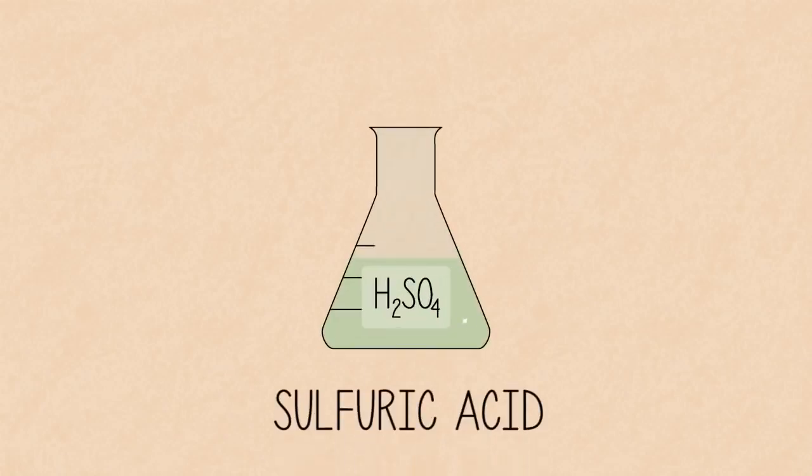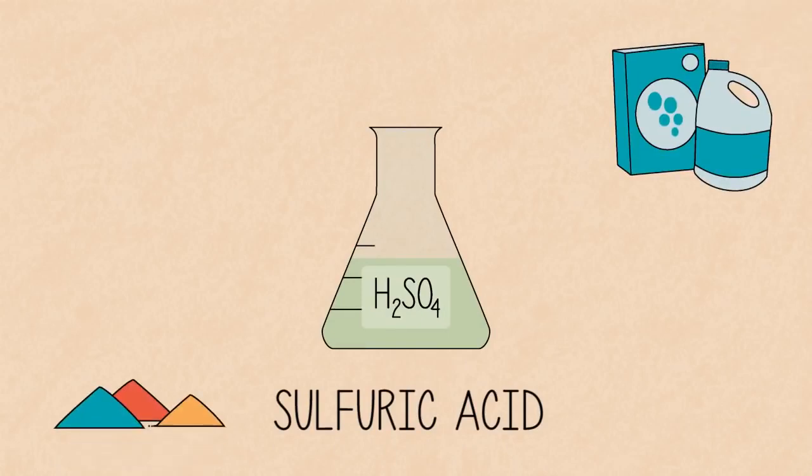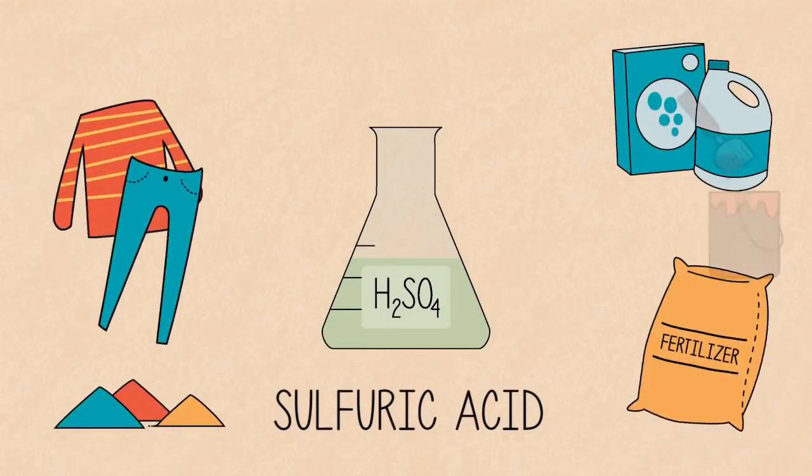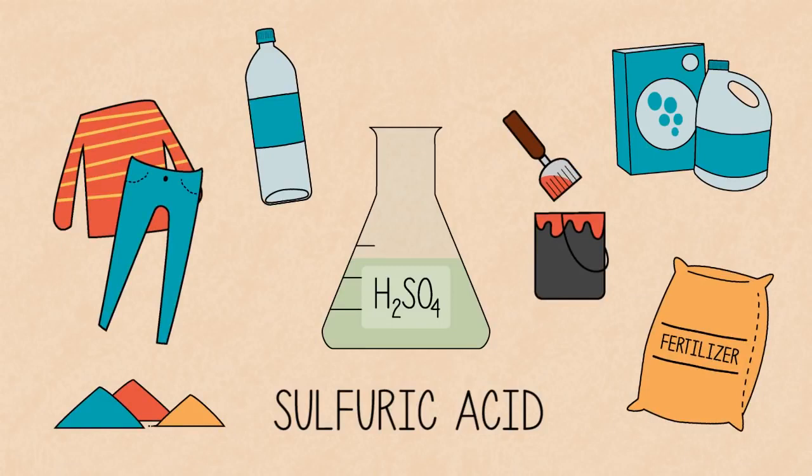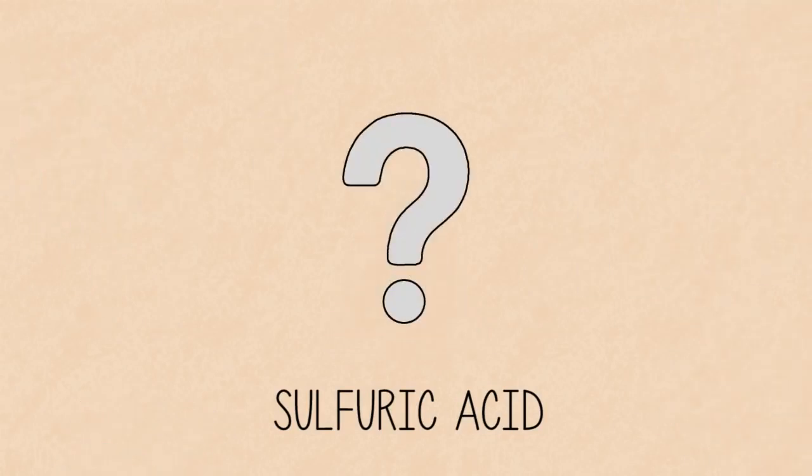Sulphuric acid is a very valuable chemical. It is used in the manufacture of detergents, dyes, fabrics, fertilizers, paints and plastics, and in many other products. But how is sulphuric acid made?